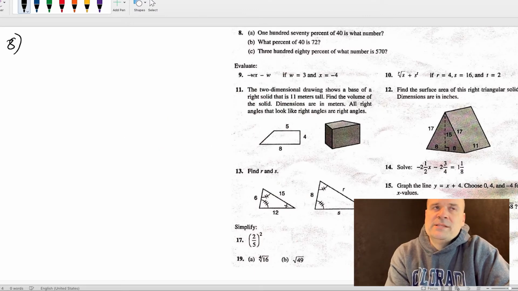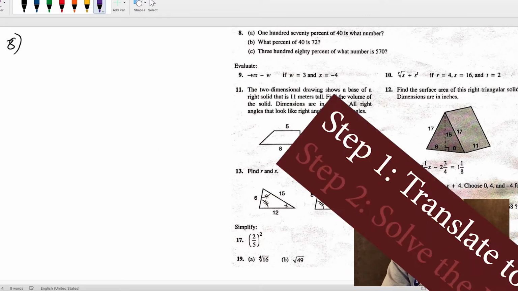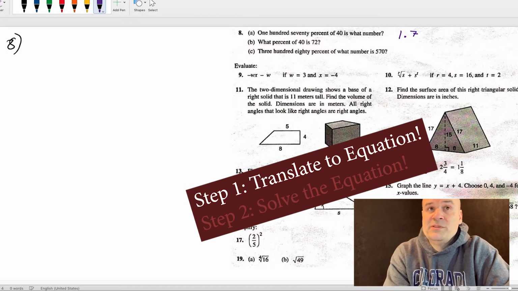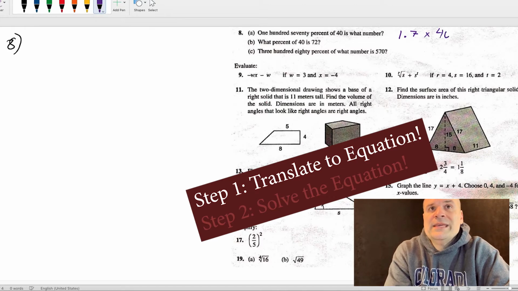170% of 40 is what number? Let's translate that. How do you say 170%? Well, percents we don't use, so we're gonna say 1.7. We just move the decimal over two places. So how do you say of? Is times 40 is what number?